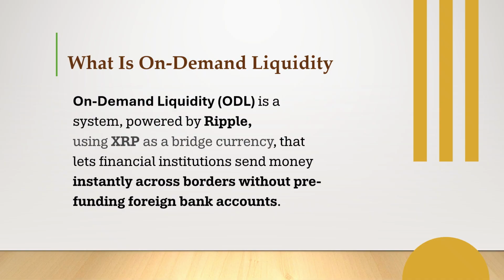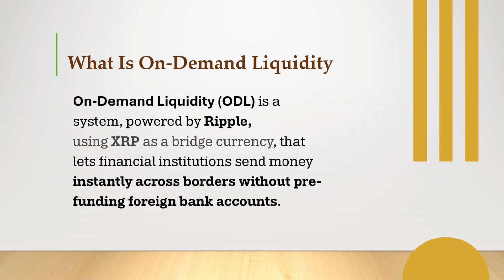What is on-demand liquidity? Well, on-demand liquidity, or ODL, is a system that is powered or built by Ripple using XRP as a bridge currency that lets financial institutions send large amounts of money instantly across borders without pre-funding foreign bank accounts.